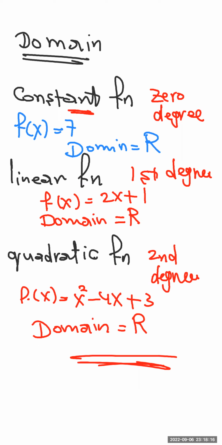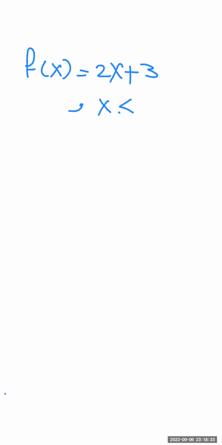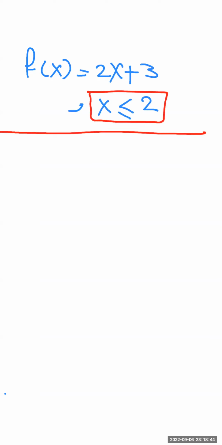But I'm going to talk about the linear function with a specific condition like this. F of x equal to x plus 3 and x smaller than or equal to 2. What will be the domain? Here, it's given in this question that x is smaller than or equal to 2. So x means it's the domain.